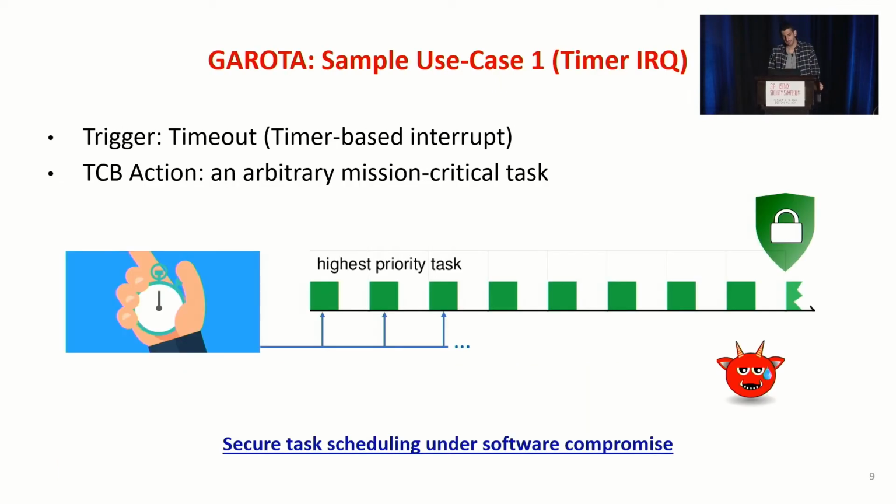To make this a little clearer, I'll discuss three simple use cases for this kind of feature. The first is a timer-based trigger. You want to guarantee execution of a certain time-critical, mission-critical task from time to time, similar to what you would want from a real-time operating system, except that in the RTOS case, you have to trust the RTOS. Here, we want to remove trust from software.